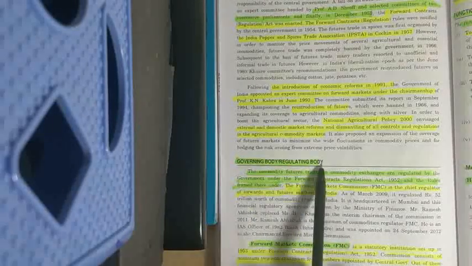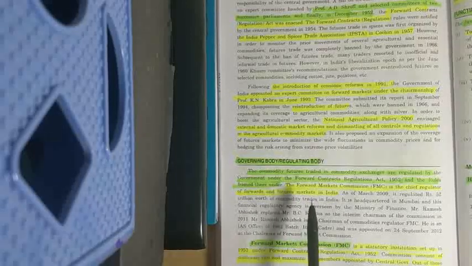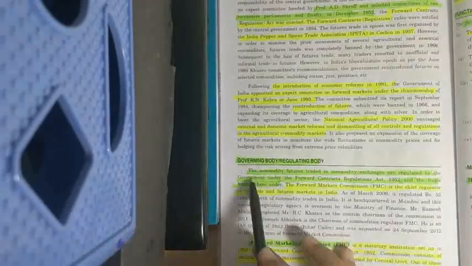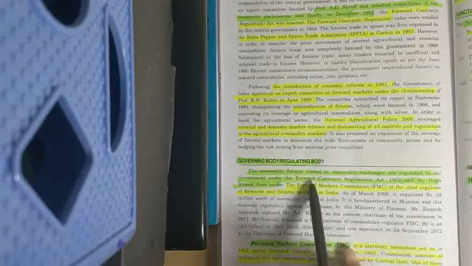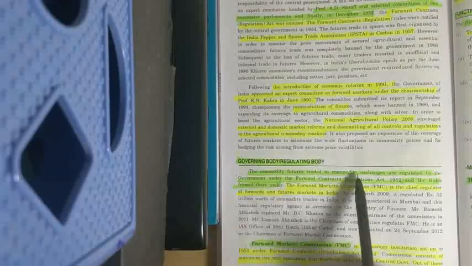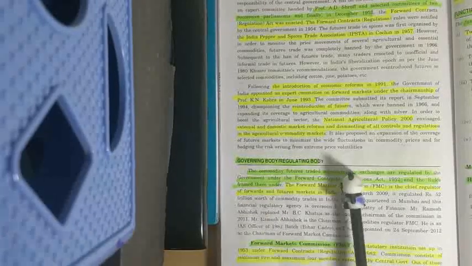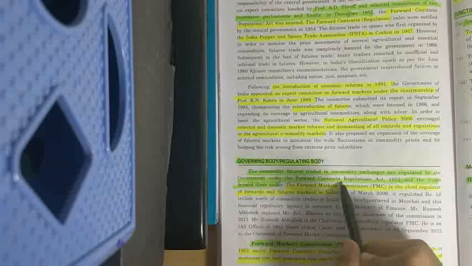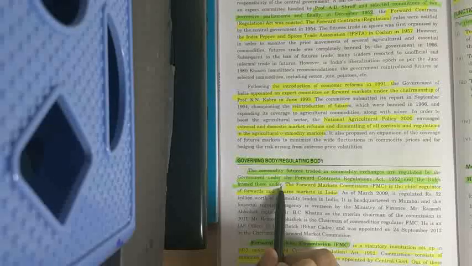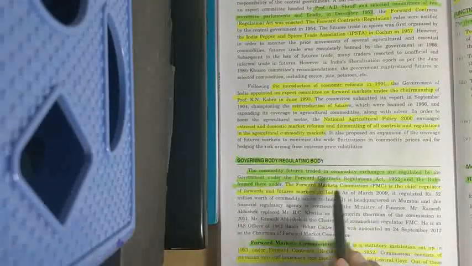Now next, let's look into the governing body and the regulating body. What is this governing body or regulating body? The commodity futures traded in commodity exchanges are regulated by the government. We said there was a forward committee established by A.D. Shroff. Whatever commodities are traded in the market are regulated by the government under the Forward Contract Regulation Act of 1952, and the rules are framed. There is a framework wherein they have to follow the rules and regulations to carry out any purchasing and selling of commodities under this particular act.